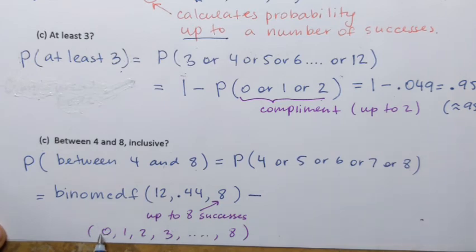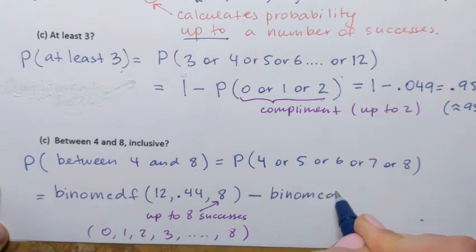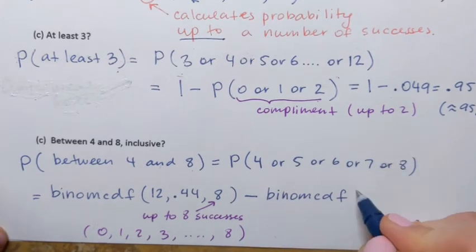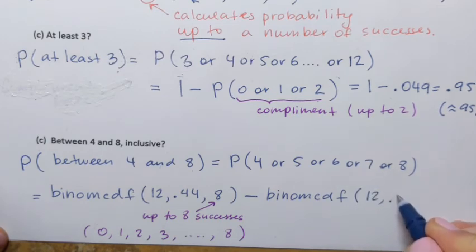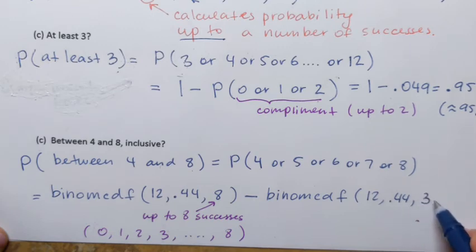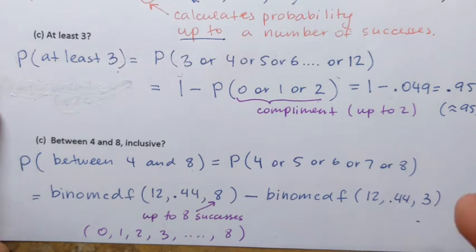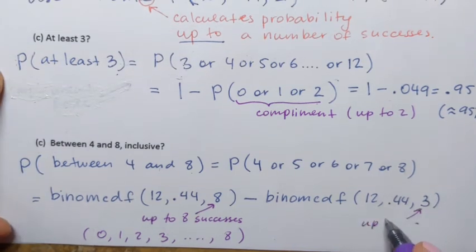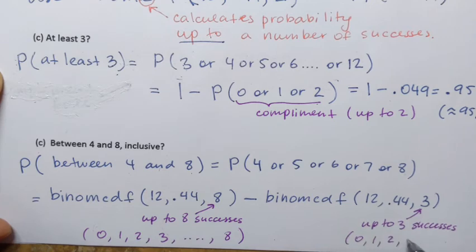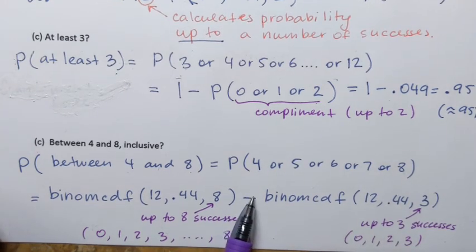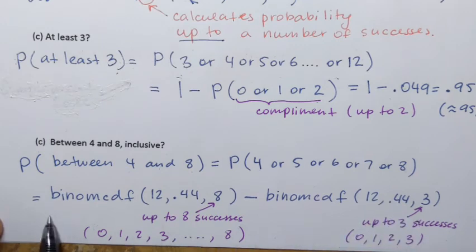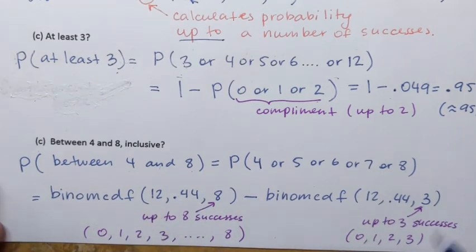How do we find the probability of up to 3 successes? Well, that's by using Binomcdf. It's going to be 12 trials, 0.44 probability of success in each trial. And this time we're going to put 3 over here. The meaning of this number will be up to 3 successes, which is 0 or 1 or 2 or 3. But because we're subtracting here, it means that we're excluding that from the first probability. So what's going to be the answer?